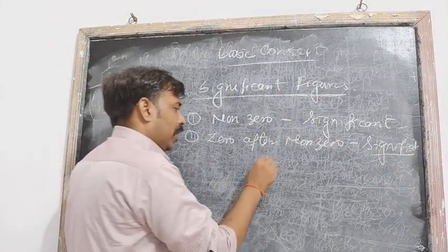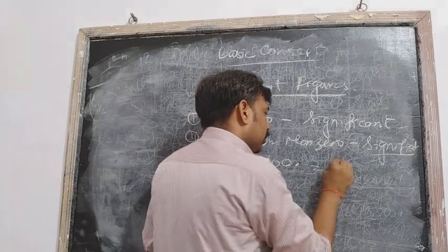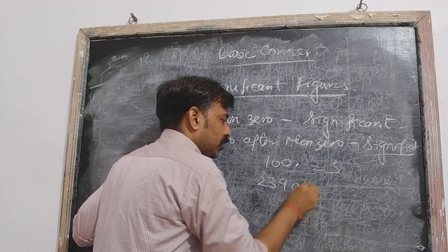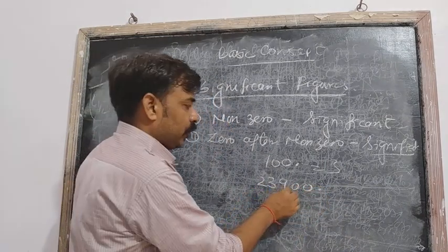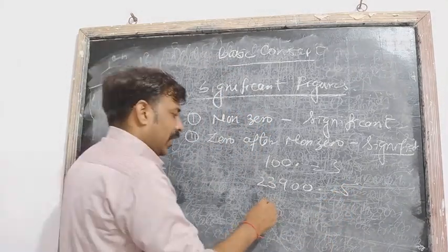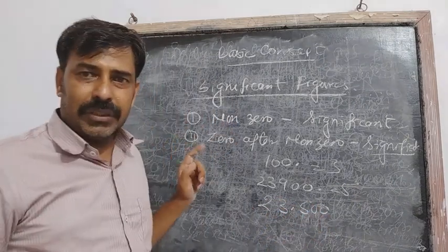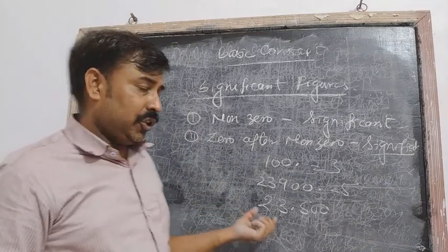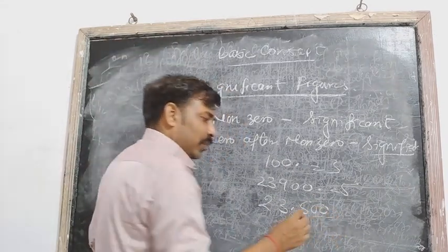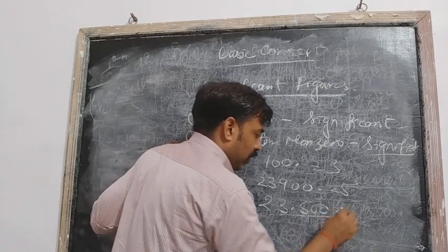For example, if the number is 100, the number of significant figures will be 3. When the number is 23900, the number of significant figures is 1, 2, 3, 4, 5. But when you see any number like 23.500, then what is the number of significant figures? Again, the 0 after non-zero will be considered as a significant figure and these two 0s will also be significant figures. So the total number of significant figures in this number will be 5.